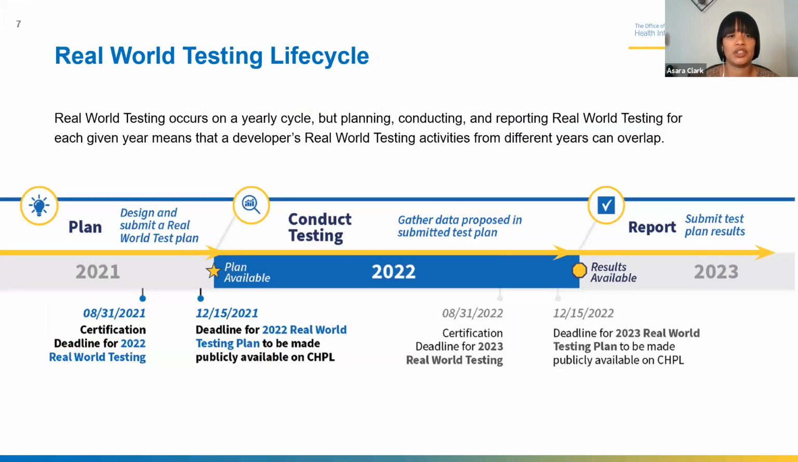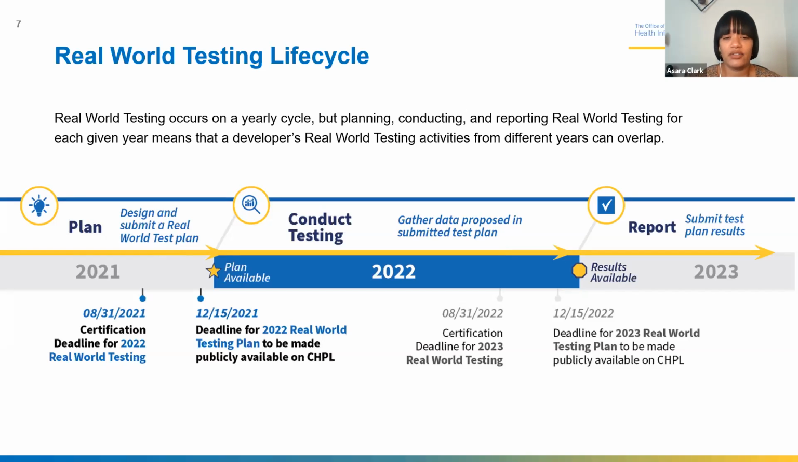Now, let's talk a little bit about the real-world testing life cycle, okay? We want to make sure that all health IT developers understand that this occurs on a yearly cycle, but the planning, conducting, and reporting of real-world testing for each given year means that the developers' real-world testing activities from different years will overlap, okay? So we have a clear example here where this image addresses calendar year 2022 real-world testing, the first calendar year that real-world testing is required.